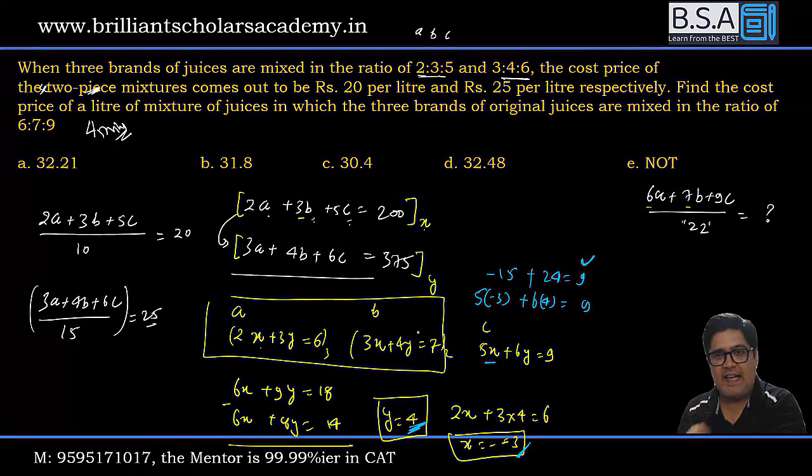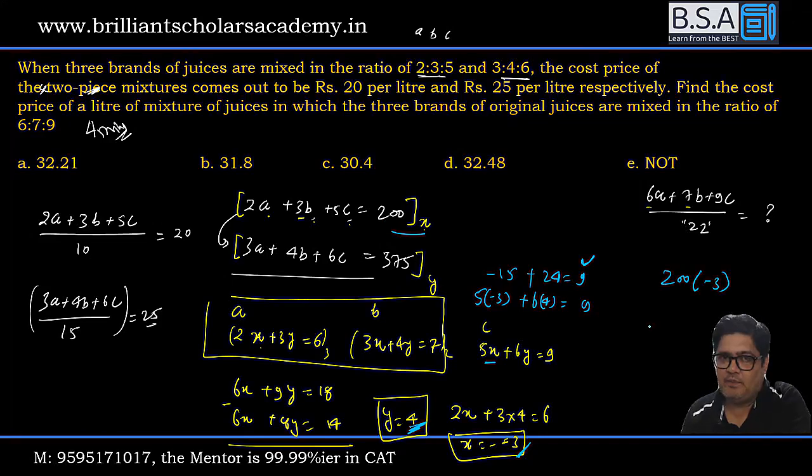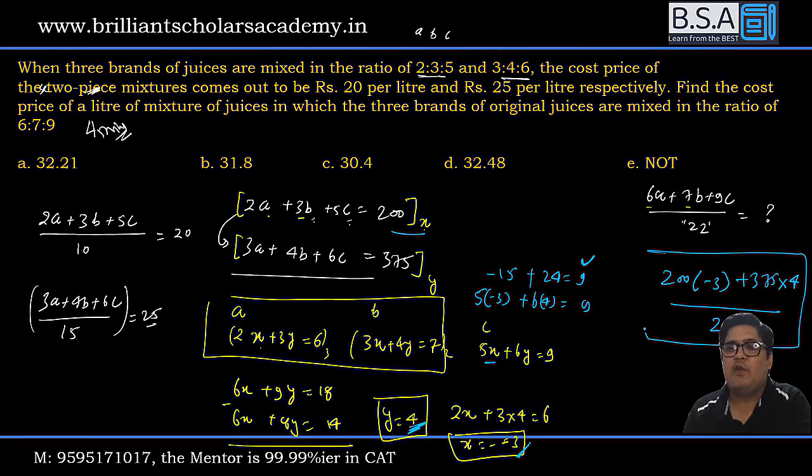अब आपका आंसर कैसे आएगा? A 6 लीटर हो गया, B 7, C 9। क्या करना पड़ा आपको? You must multiply the first equation with -3. तो अगर इस पूरे को -3 से मल्टीप्लाई करोगे तो, कैन आई से, 200 will be multiplied with -3. आपने सेकंड इक्वेशन को पूरे से क्या मल्टीप्लाई किया? 4 से। So 375 is multiplied by 4. This numerator is the price of your mixture. आपको क्या चाहिए? Average price per liter. कितने लीटर? 22. This is your answer.